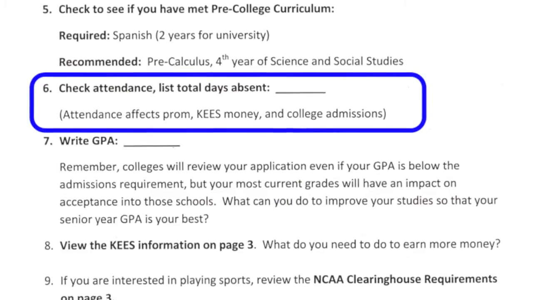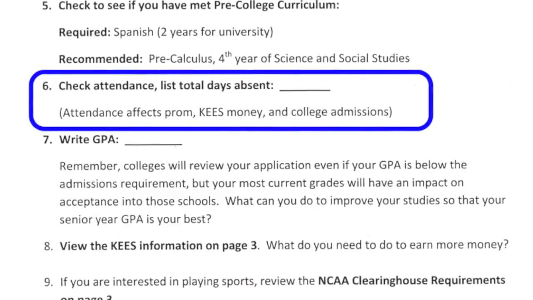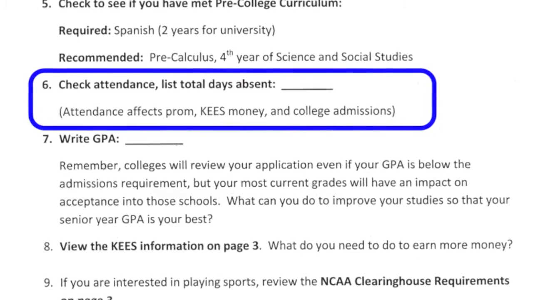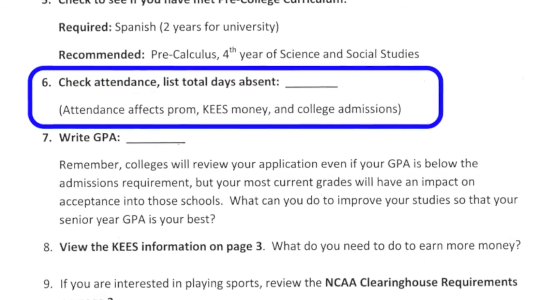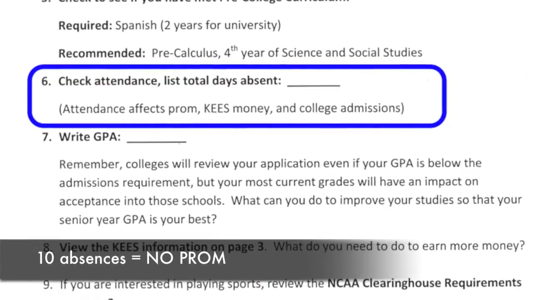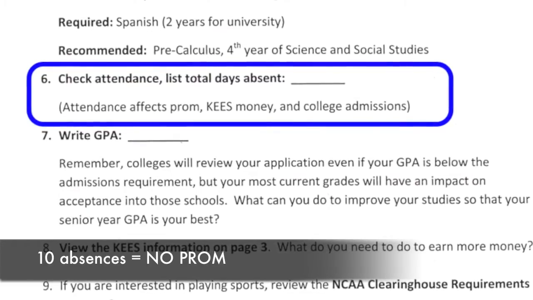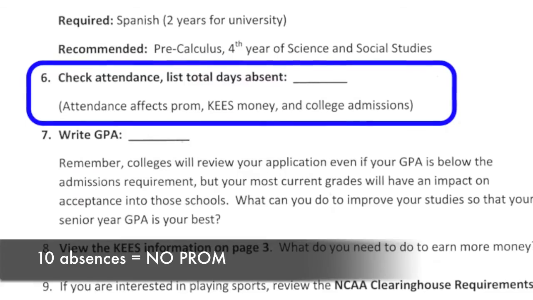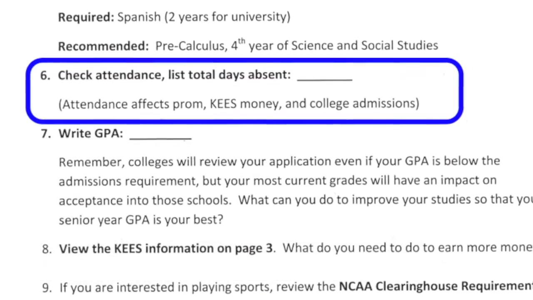On number 6, check attendance and list total days absent. You are going to see the total number of days absent on your transcript. I want you to write that number on that line out to the side. Attendance is extremely important because it will affect whether or not you can go to prom. In order to go to prom, you cannot miss more than 10 days of school, 10 unexcused absences, and that does include tardies. For every 3 tardies that you have, that counts as 1 day of an absence.